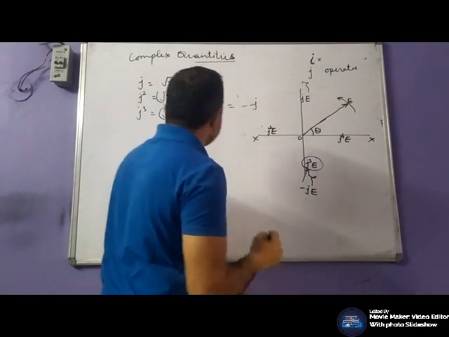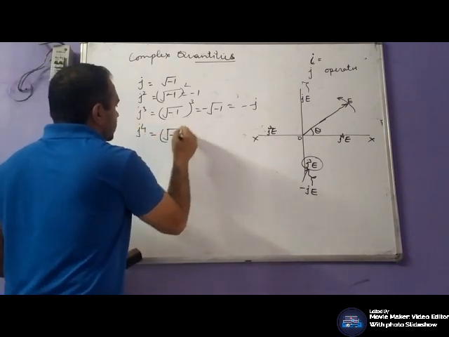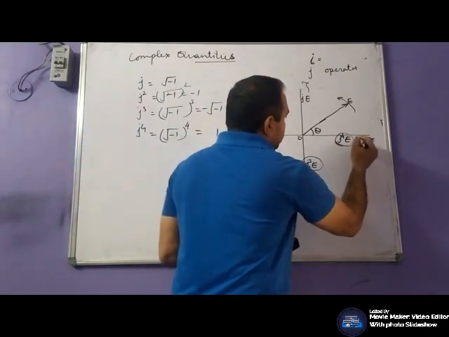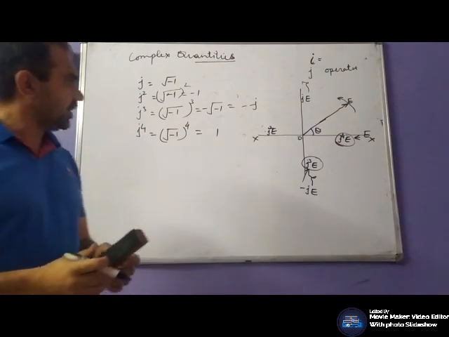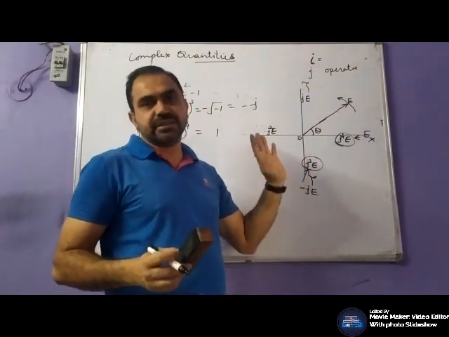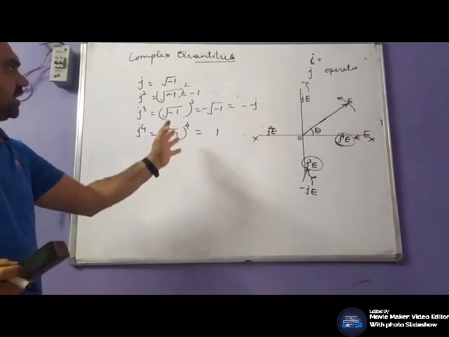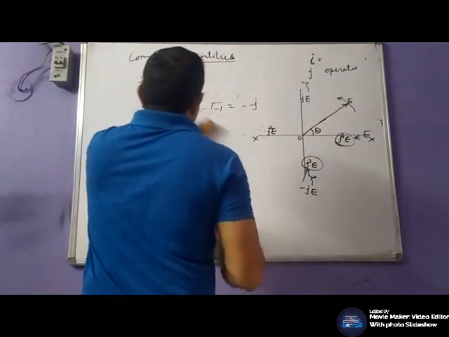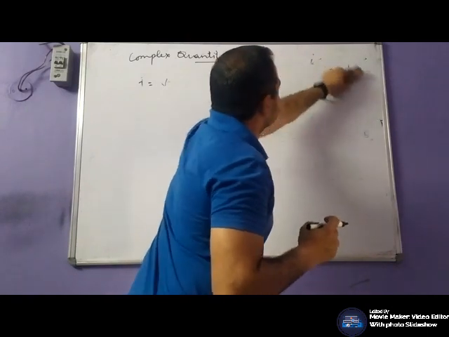Just the sign would change. And j4, that is equal to 1, and the value would be E here. So here E, jE, minus E, minus jE. So we will use this notation j to represent our complex quantities or to represent our alternating quantities.